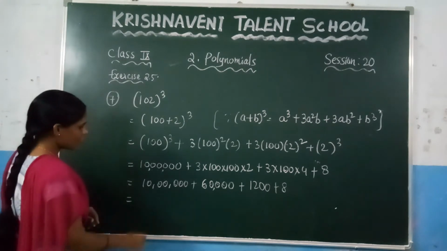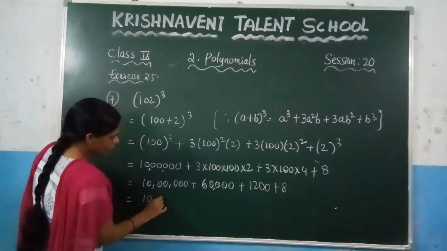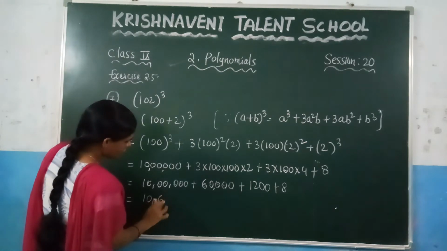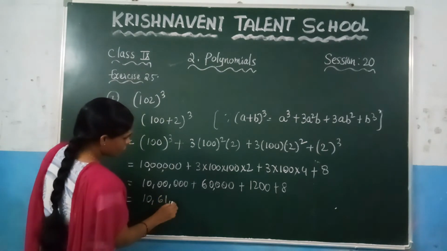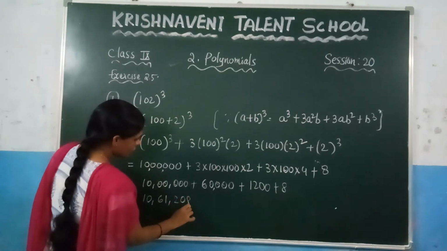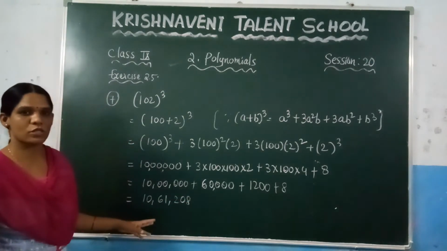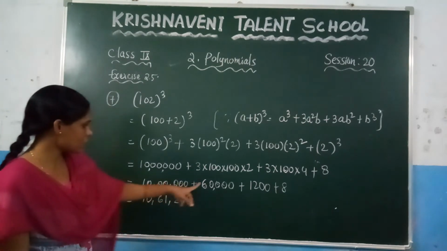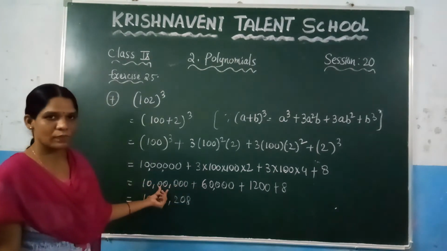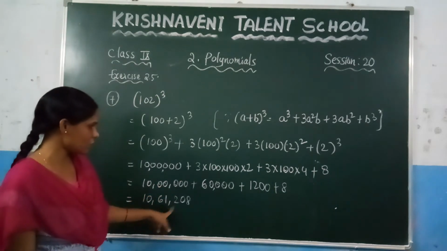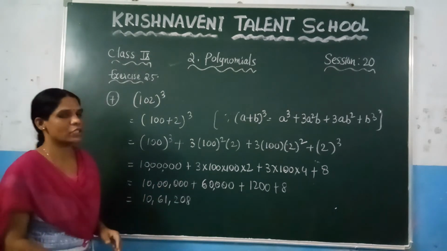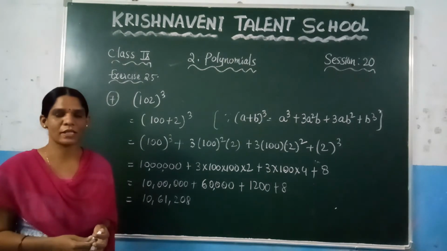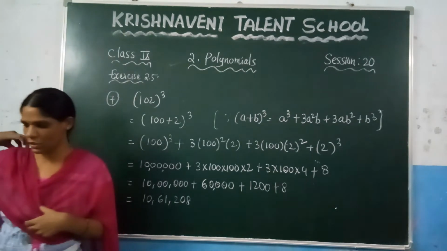Write it. So 10 lakh 61,208. Right? By adding all these values, you get 10 lakh, 60,000 and the rest, which gives 61,208. So like this you need to solve the question. In this question, 2 more problems are there that you can do as homework. Now see the next question.